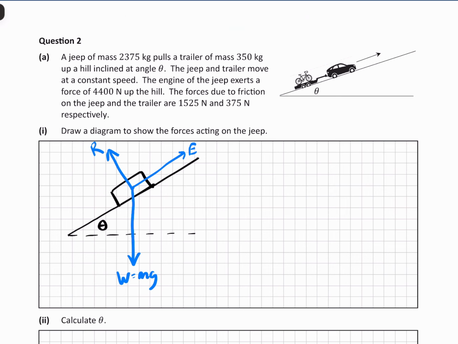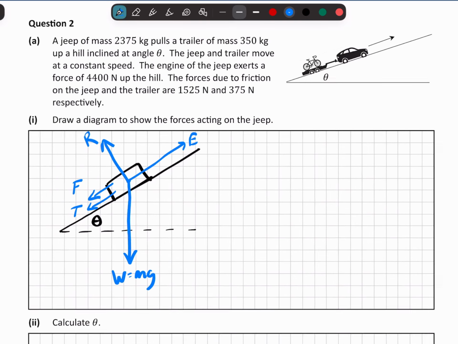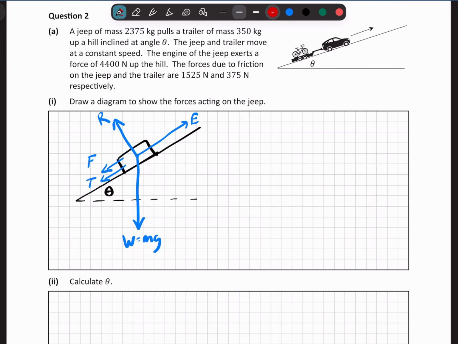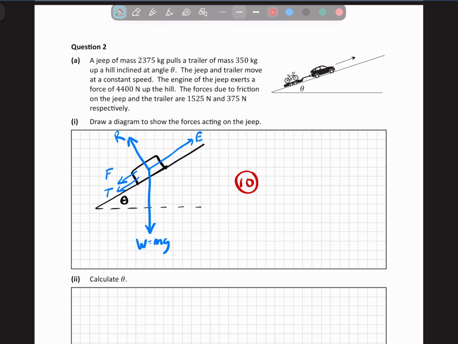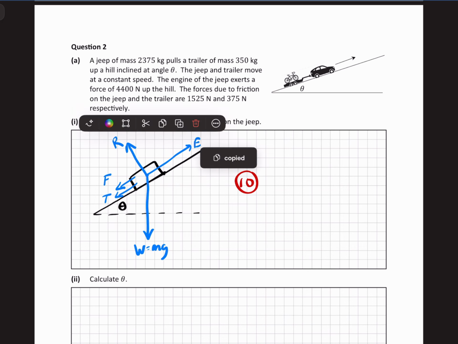You don't need to draw the components in here of R. We'll do that in the next section. So we'll just show the forces, not the components of it. And then acting down the hill, I've got two forces of friction. The friction of the jeep, and I'll say the friction of the trailer, T. That looks like all the forces, and in total, the examiner was awarding 10 marks for that bit there. So do take your time with the drawing of these diagrams, making sure to get your marks early on in those questions.